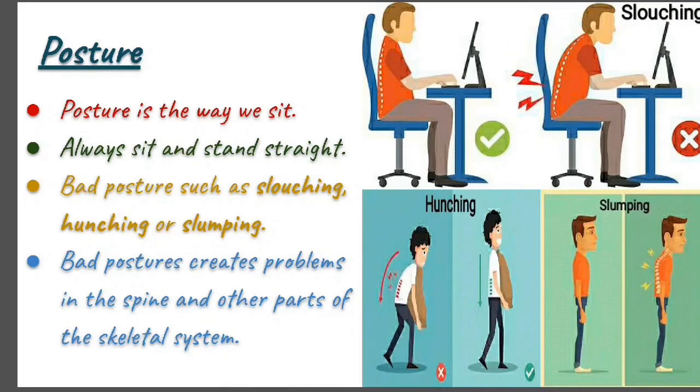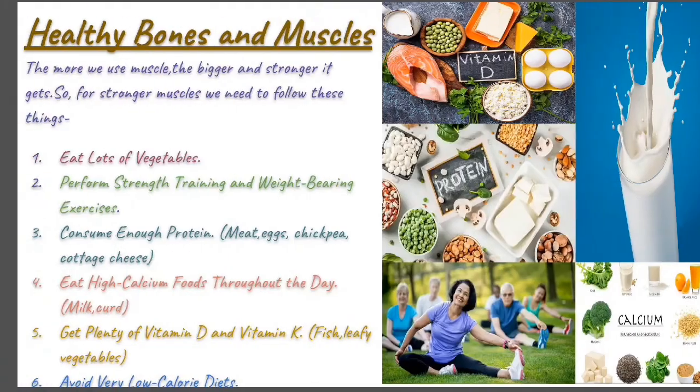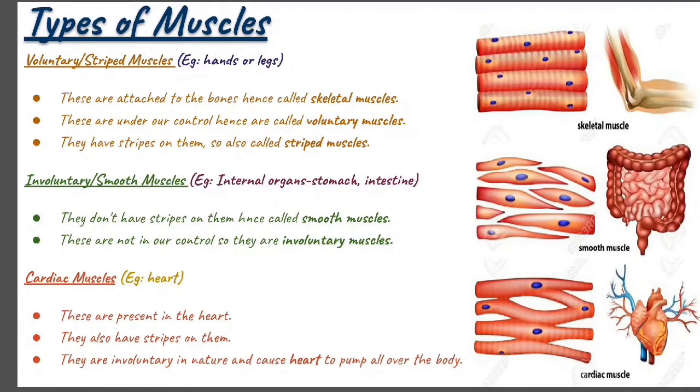Bad posture creates problems in the spine. Your spine is here, no? Obviously, if you have bad posture, it will create problems in your spine and other parts of your skeleton system. So this is all about posture, and I guess everything must be clear to all regarding your skeleton system and your muscle system.